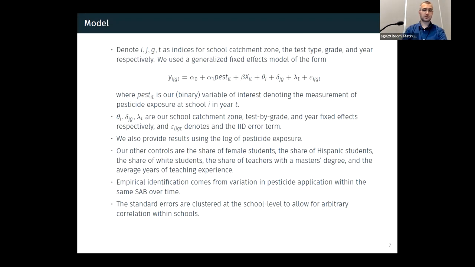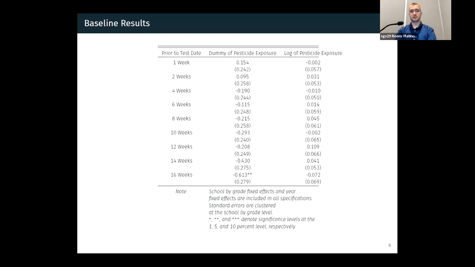Following common practice, we cluster our standard errors at the respective school catchment level. What you see here is a table that summarizes our baseline results. But remember that we define our treatment relative to the date when a test took place, and we use that to define the total pesticide exposure.